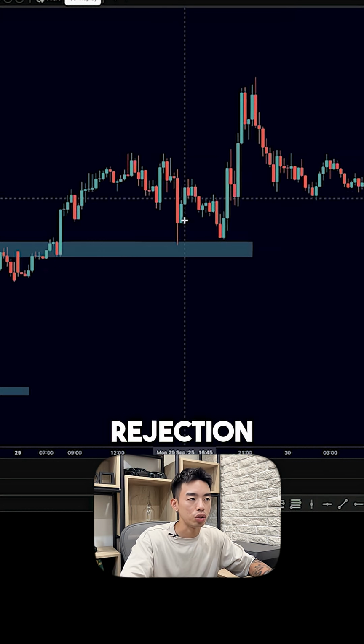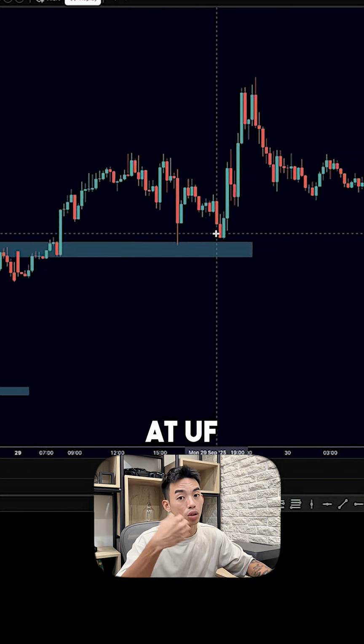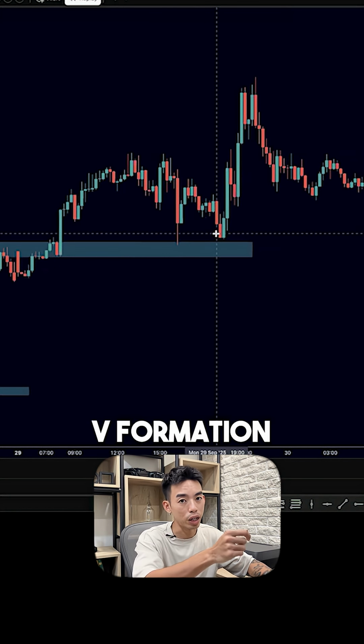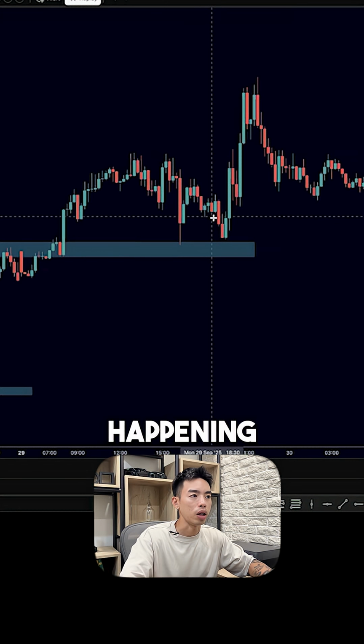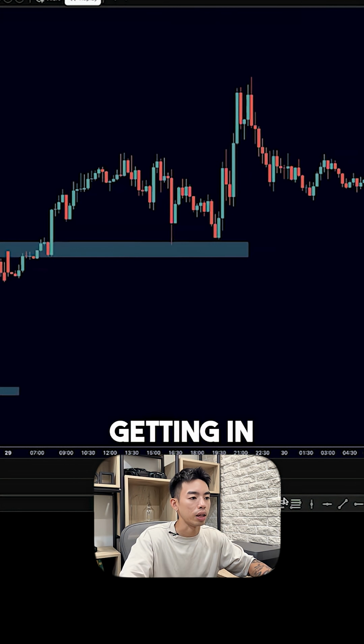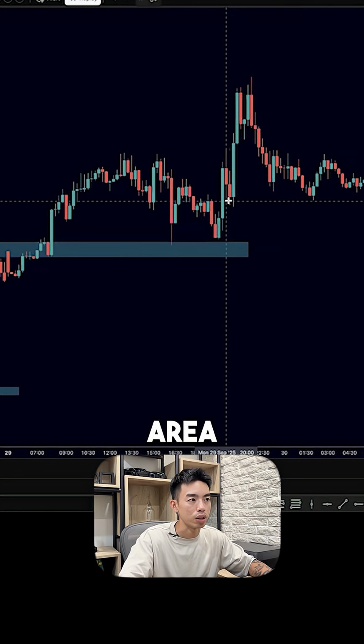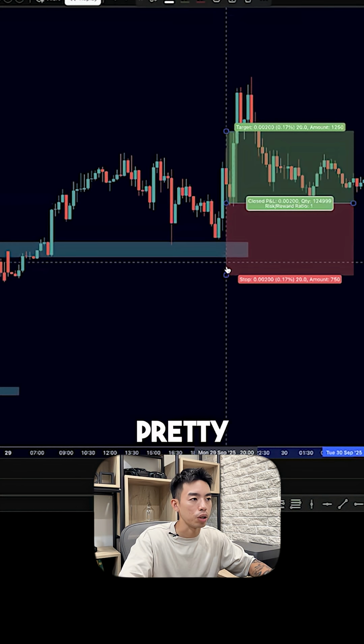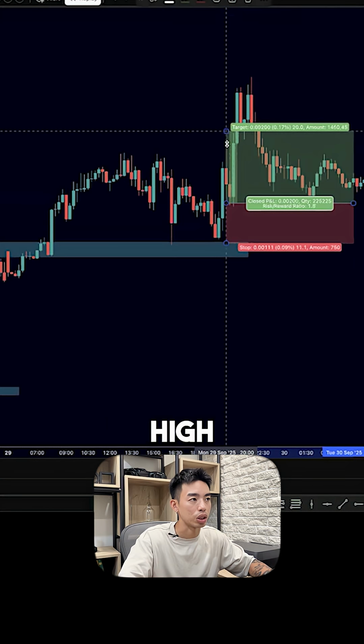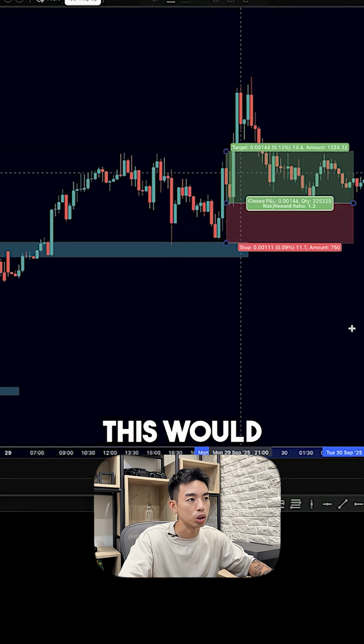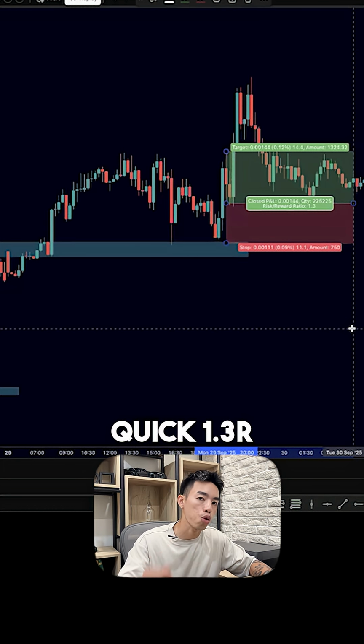We see some strong rejection and then we see what, at UF Trading, we call a V formation. Now, when we see the V formation happening, it's pretty much as simple as getting in on the pullback into this area if you get a pullback, right? And then pretty much going up, targeting the recent high, which is right around there. And this would give you a very quick 1.3 hour trade.